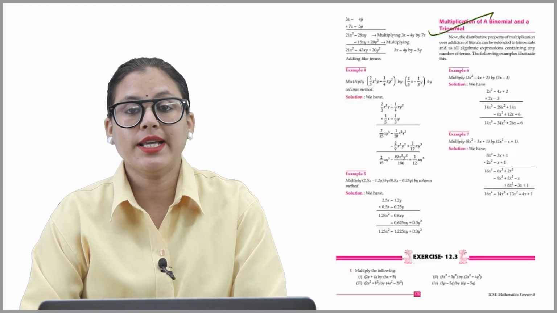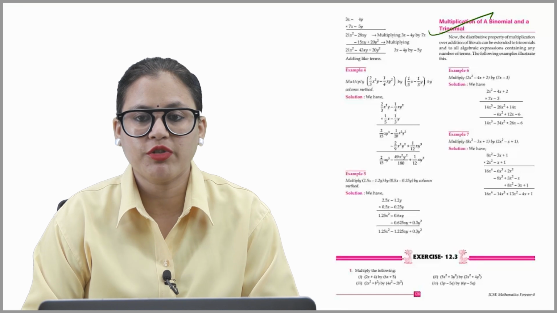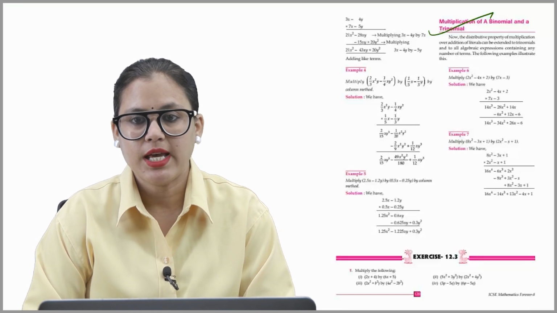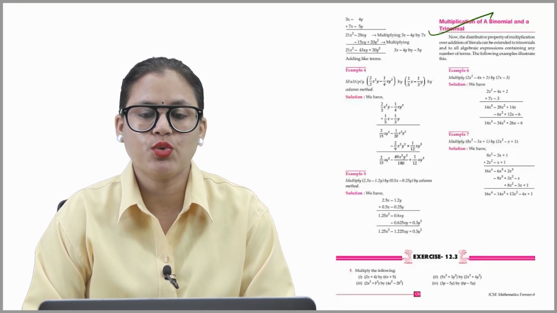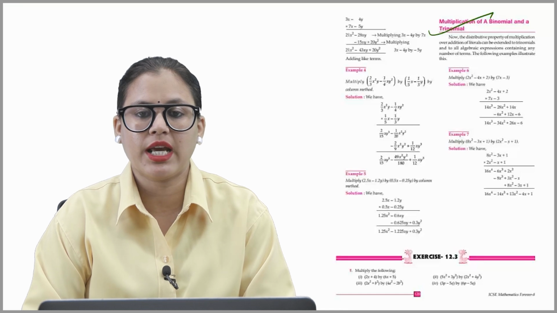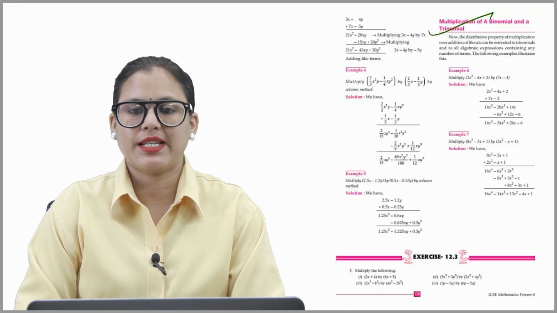Multiplication of a binomial and a trinomial. Now, the distributive property of multiplication over addition of literals can be extended to trinomials and to all algebraic expressions containing any number of terms. The following examples illustrate this.